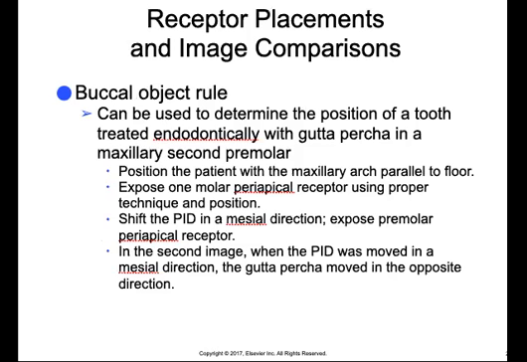So the buccal object rule can be used to determine the position of a tooth treated endodontically with gutta percha in a maxillary second premolar. So you'll want to refer to figure 21-10 as I explain this. If you haven't already, pause this video and go to your book and pull up figure 21-10 on page 238.